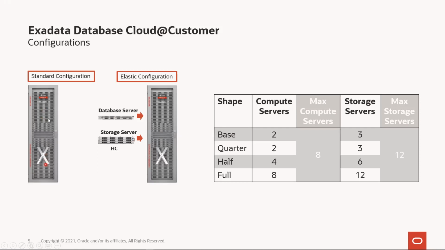So standard configuration, let's just take a half rack. A customer can add database servers and storage servers and create a customized or elastic configuration. And it's based on these rules. So when we talk about a half rack, it comes with 4 compute servers and 6 storage servers. However, what you see here in gray is the maximum servers possible. Therefore, a customer can individually add another 4 compute servers and another 6 storage servers if they started with the half rack. And it can be added one at a time, meaning there's no dependency between either of these.